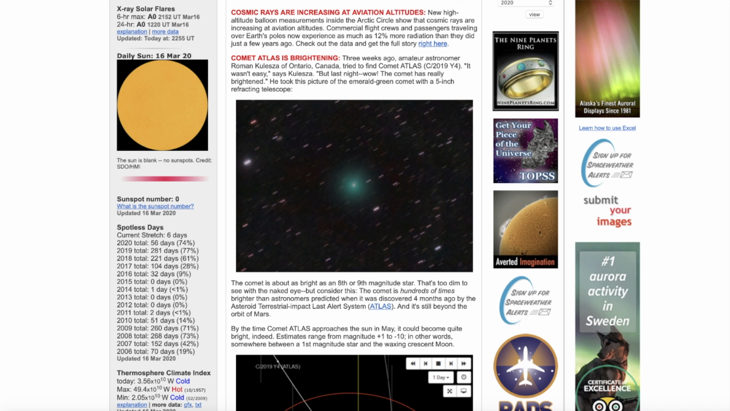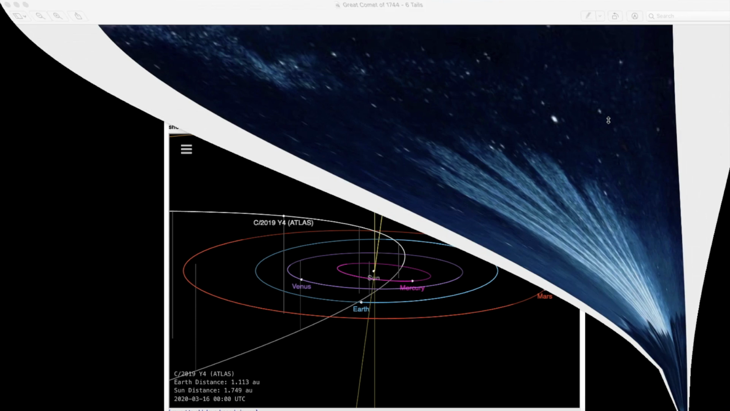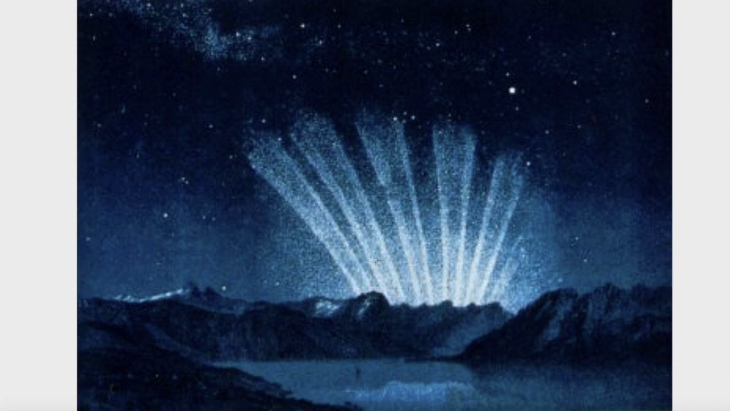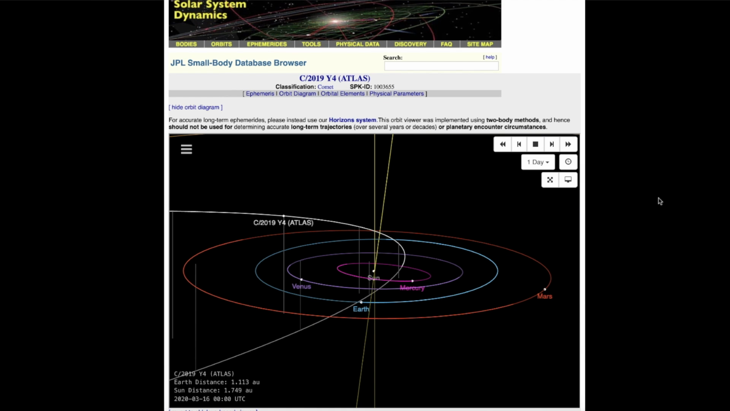We don't really know for sure what this thing's going to do when it gets inside the inner solar system here, close to the Sun. Back in 1744, there was a comet, a big comet that came in, had 6 tails after its perihelion, or right at its perihelion. 6 tails. That's what it looked like back in 1744. And civilizations, if you look back through history, none of them have anything nice to say about these big comets.